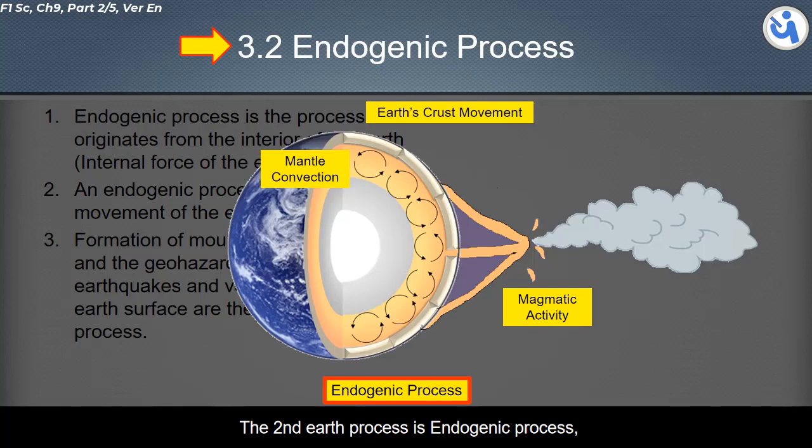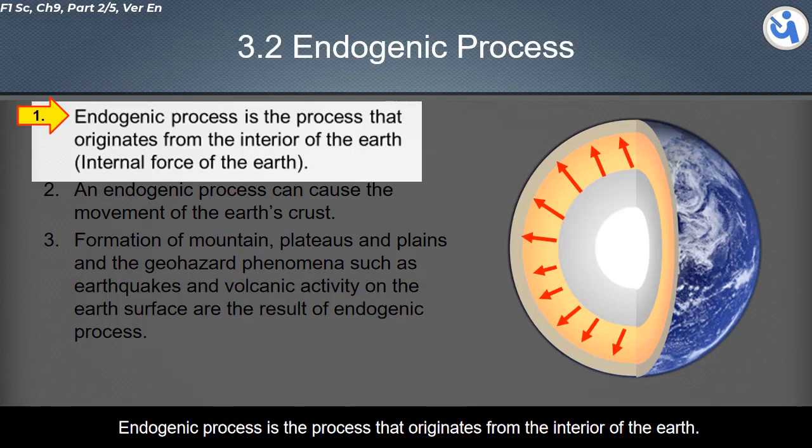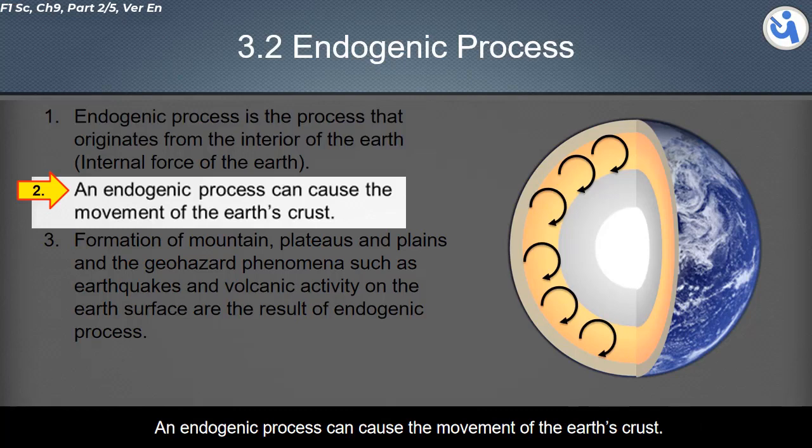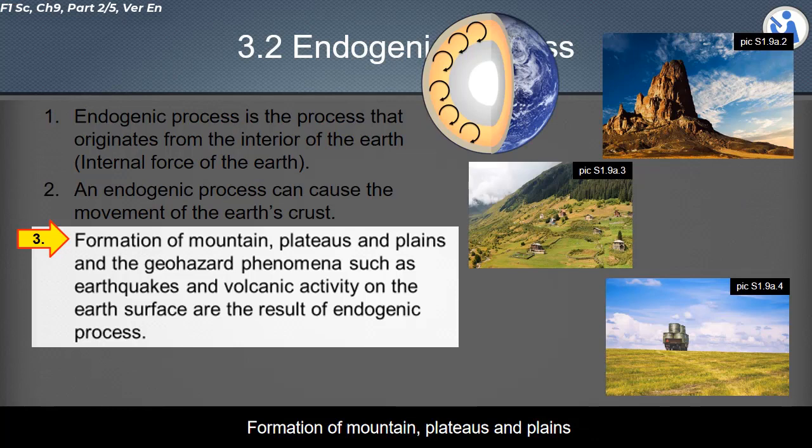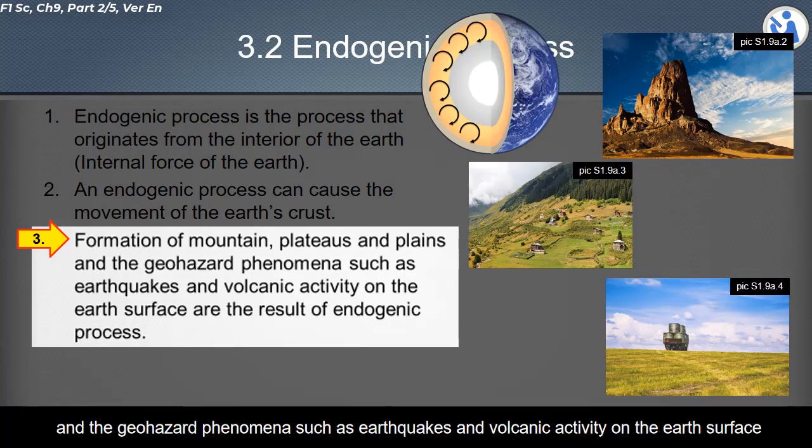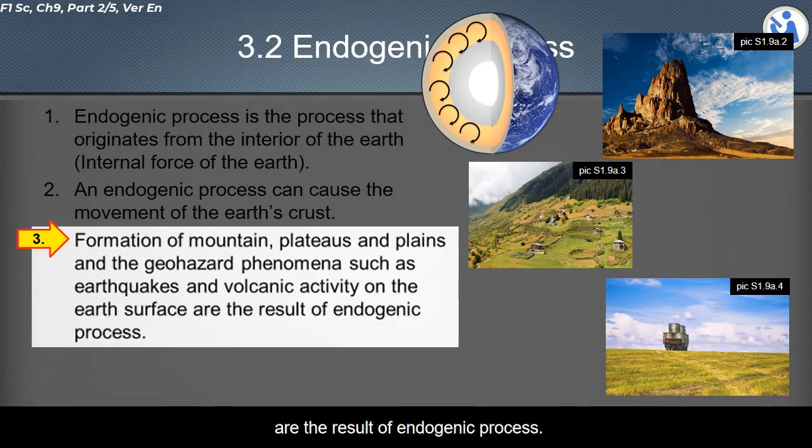The second Earth process is the endogenic process. The endogenic process is the process that originates from the interior of the Earth. An endogenic process can cause the movement of the Earth's crust and the formation of mountains, plateaus, and plains. Geohazard phenomena, such as earthquakes and volcanic activity on the Earth's surface, are the result of endogenic processes.